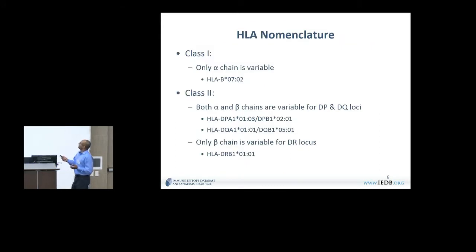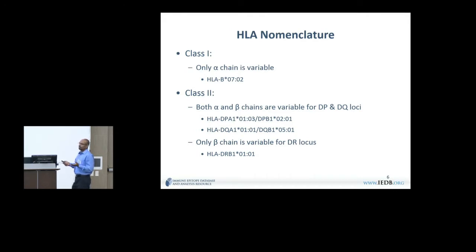This is a slide showing the difference in nomenclature between class 1 and class 2 molecules. For class 1, we generally mention only the alpha chain. For example, we say HLA-A or HLA-B or 702. But in class 2, for the DP and DQ loci, we mention both the alpha chain and the beta chain. For example, DPA 0103 and DPB 0201. But it's mostly the beta chain that we take into consideration when we do the binding predictions.